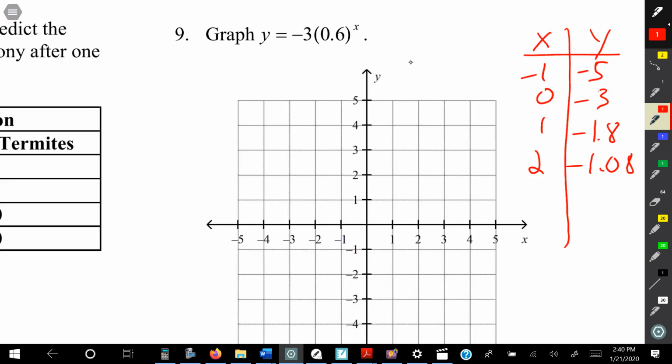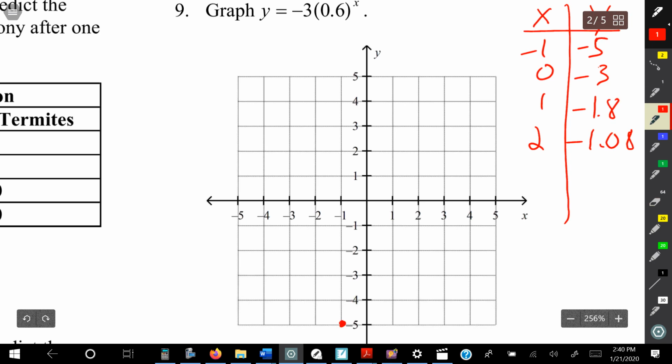All right, so we start way down here at -5. So I go -1 down to -5 to make a point. Then at 0, I go to -3 and make a point. And at -1.8, that's almost 2. So I'm going to come about right here and make a point. And -1.08 is almost 1. So I'm going to come here and make a point. And as you can tell, the line's going to keep going, like so.